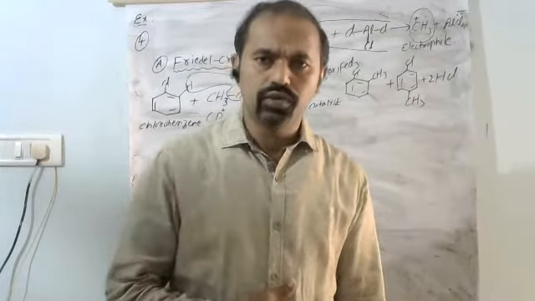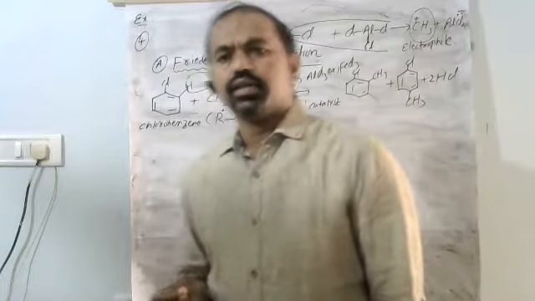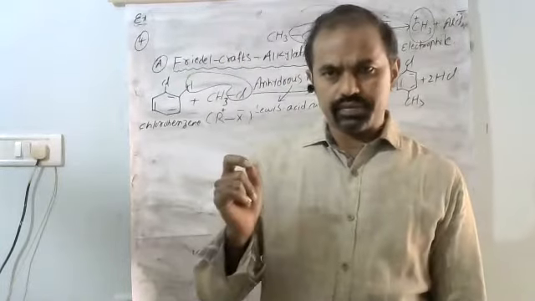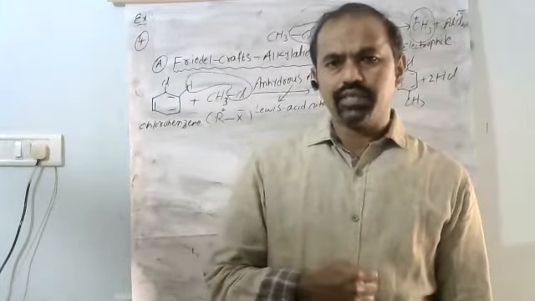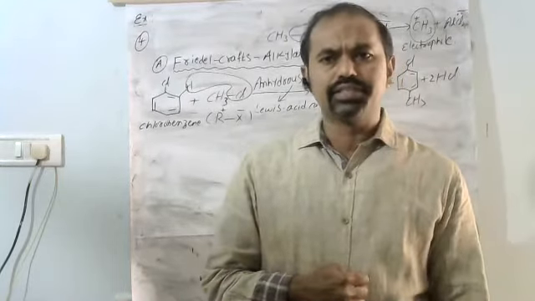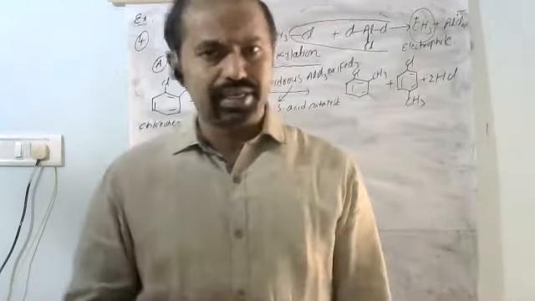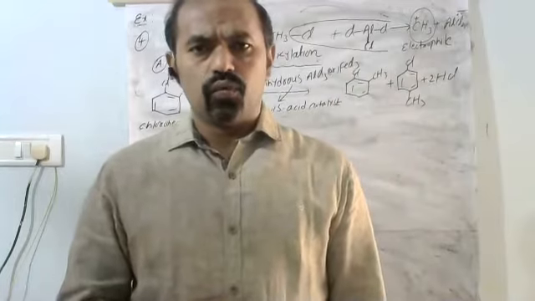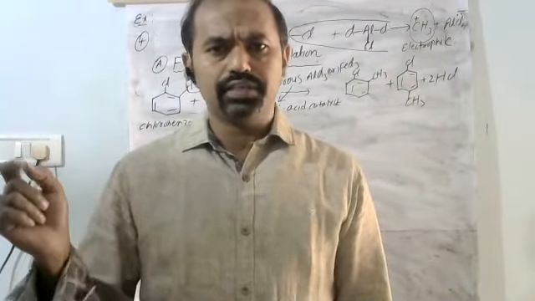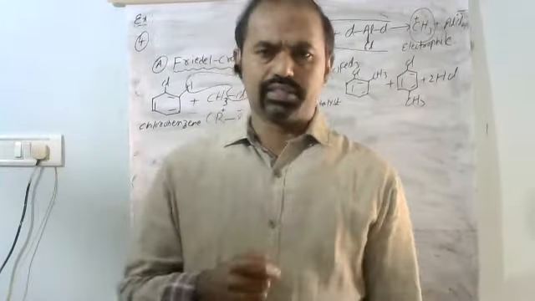So then, haloarenes, electrophilic substitution reactions, examples are given. First one, halogenation. Halogenation: the compound reacts with the halogen in the presence of a Lewis acid catalyst. We get halogen substituted products.